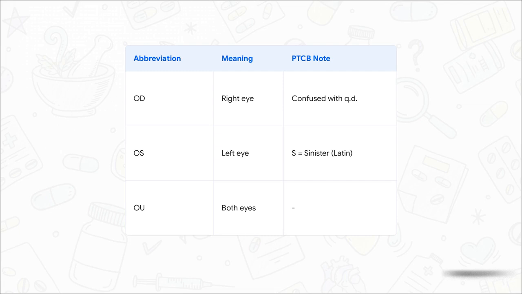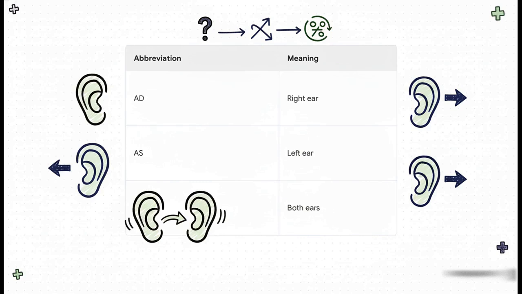Now, here's a great memory trick. S for sinister, which is the Latin word for left. It works every time. And OU means both eyes. Just think of the U as standing for universe, or uniting both eyes together. Now look at the ears. AD for the right ear, AS for the left ear, and AU for both.